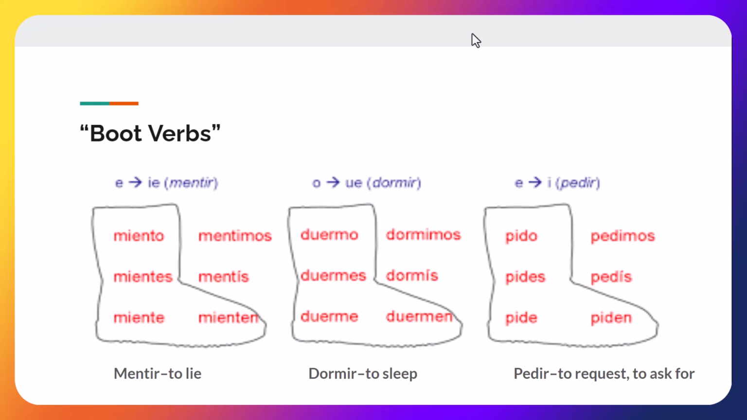The verb mentir means to lie. By the way, that means to lie as in to not tell the truth. This is an example of an E to IE stem changing verb. And I haven't made the boot quite so prominent here, but you can still see with a line drawn around them which forms change. So these are some more boot verbs. Mentir, miento, mientes, miente, mentimos, mienten. Your turn. Miento, mientes, miente, mentimos, mienten. Go ahead and repeat it.